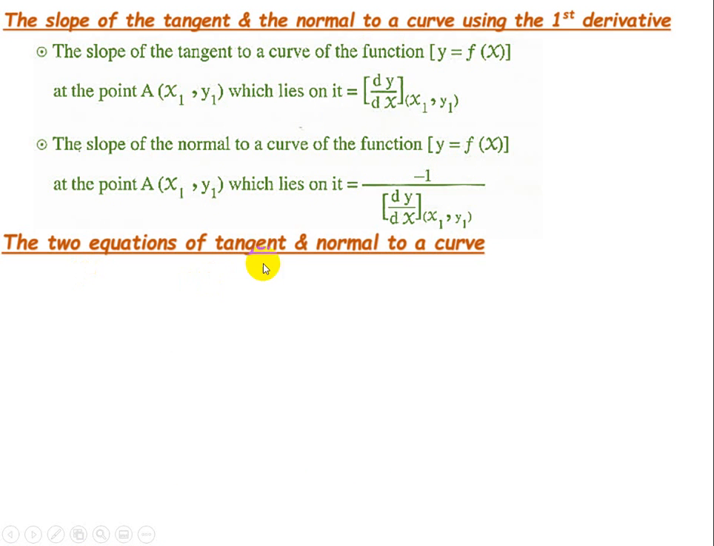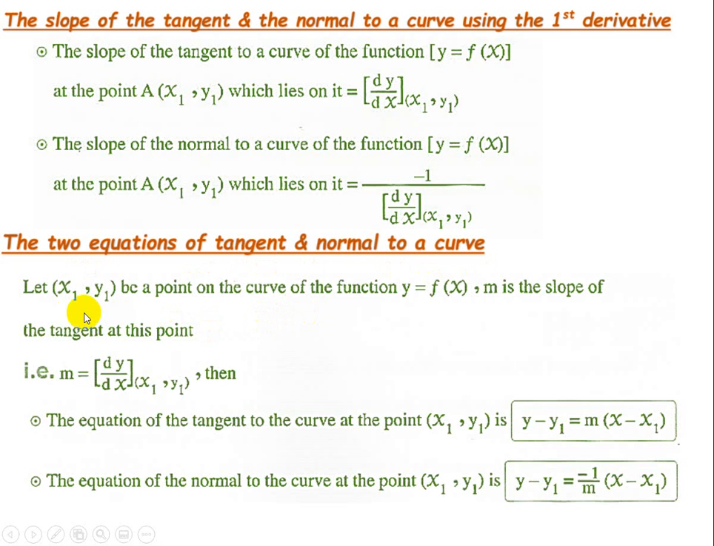The two equations of the tangent and normal to a curve. The equation of the tangent to the curve at the point (x1, y1) is y minus y1 equals m times (x minus x1), where m is the slope of the tangent, which means the first derivative after substituting the point (x1, y1). The equation of the normal to the curve at the same point (x1, y1) is y minus y1 equals negative 1 over m times (x minus x1).